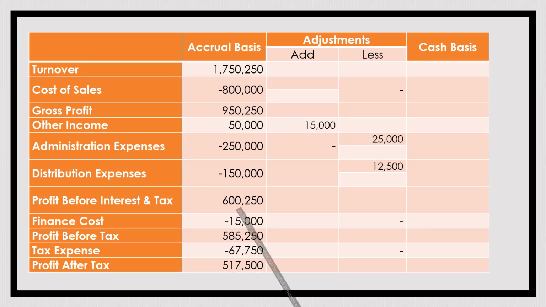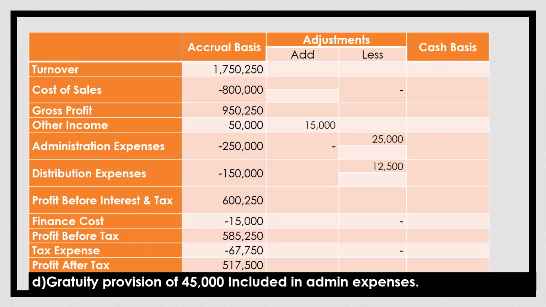So the next one. Gratuity provision of 45,000 included in admin expense. You know that provisions are just accounting entries, so it does not have any impact in terms of cash basis. Therefore, this has increased the admin expense. Therefore, we have to reduce the gratuity provision expense, which has already been added into the admin expenses.